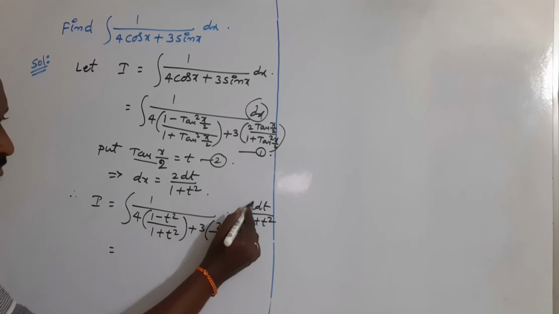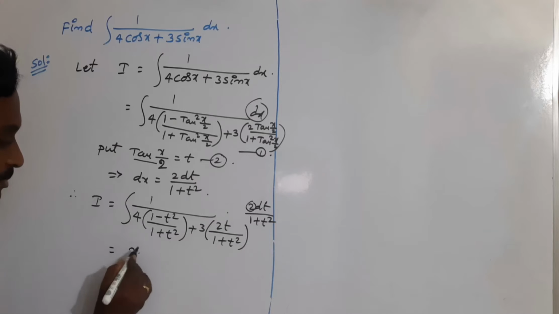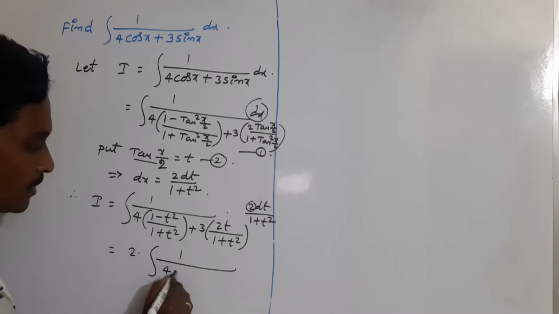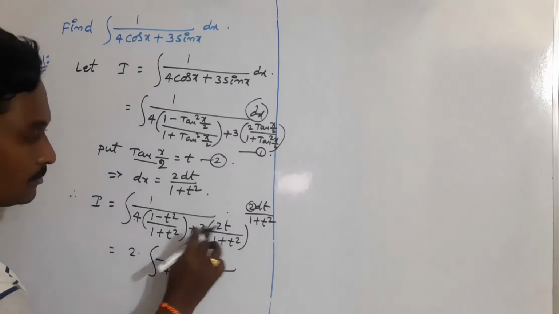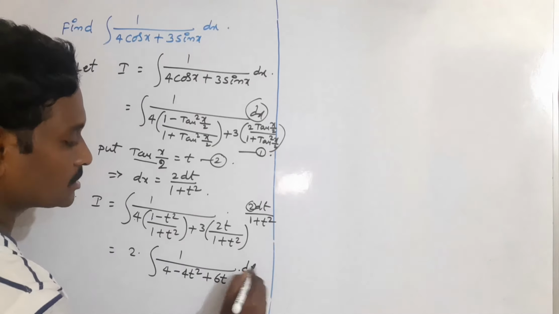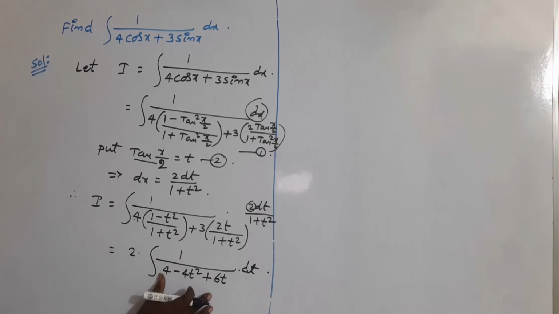So in the numerator we have 2, which is a constant, please write it outside. The remaining term is 4 into (1 minus t square), that is 4 minus 4t square plus 3 into 2t, that is 6t, into dt. So the problem becomes simple in this form. Clearly we are observing that this is in the first form, which is integration of 1 by a quadratic term ax square plus bx plus c. For solving that type of problems, we make the coefficient of t square equal to 1.